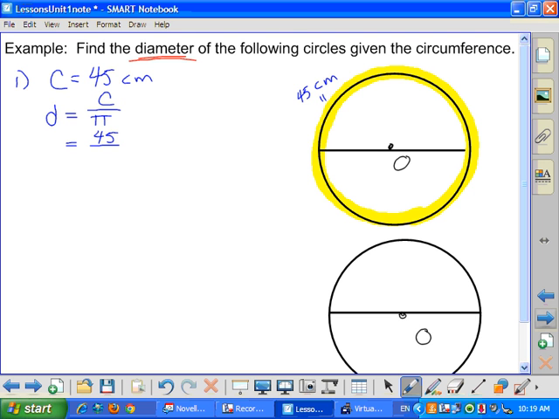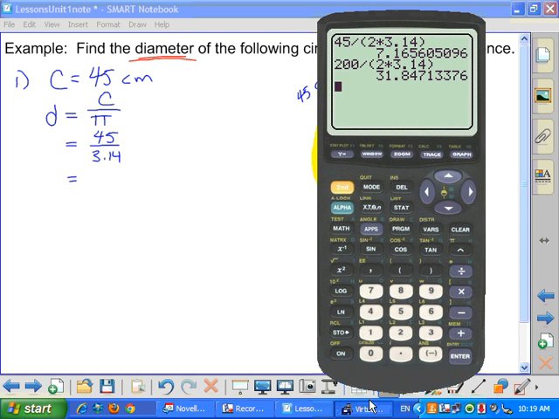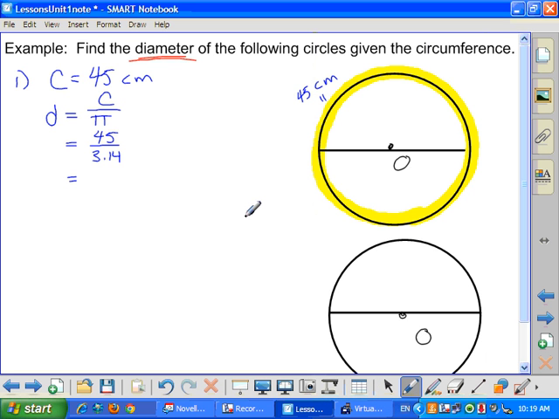45 divided by 3.14. A little bit nicer, a little bit better, because we don't have to worry about using brackets anymore. So 45 divided by 3.14. Calculator says that's 14.3. 14.3, and it's going to be centimeters. So the distance across this entire circle is 14.3 centimeters.